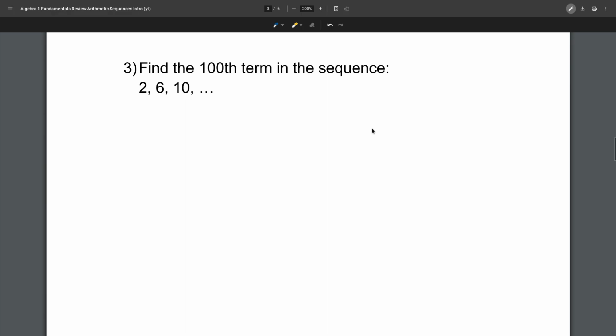Okay, now we move on where we're finding the nth term in an arithmetic sequence. So for instance here it says find the 100th term in the sequence. Now you could go and list out 100 terms, but that's not going to be very efficient. The nth term in the sequence, which we'll call a sub n, is going to equal the first term in the sequence, a sub 1, plus the number of the term minus 1 times the common difference. So that's the general formula.